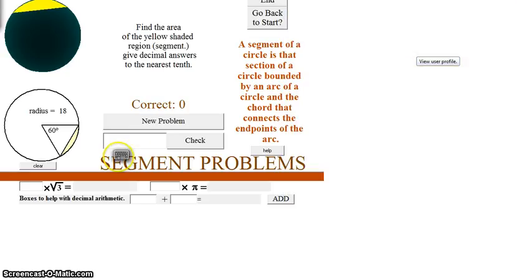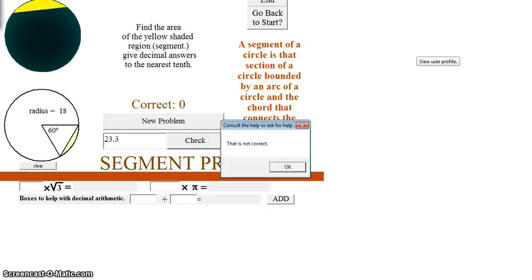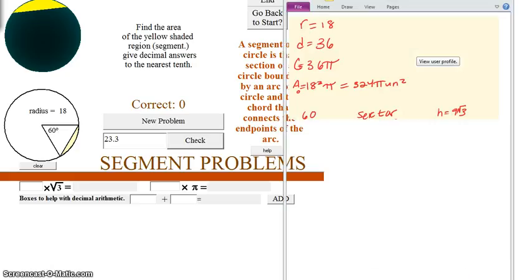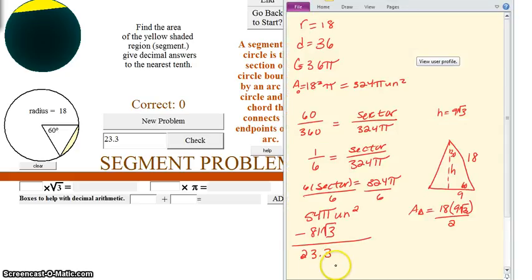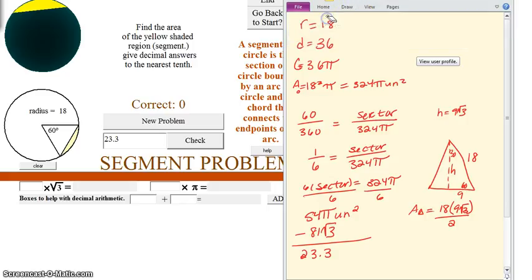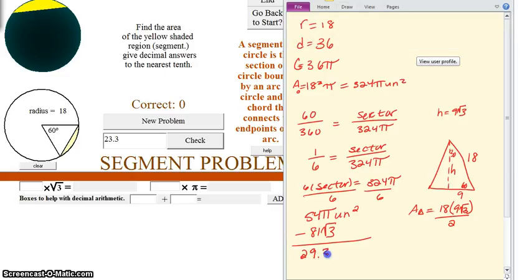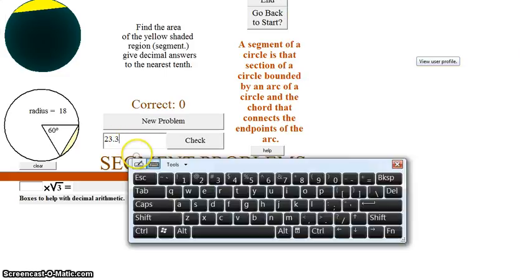And hopefully that'll work. Oh, that is not correct. Well, that's okay, because I just read my calculator wrong. So, it's not 23.3. 54 pi minus 81 radical 3 is 29.3. So let's fix that. And let's try that again.